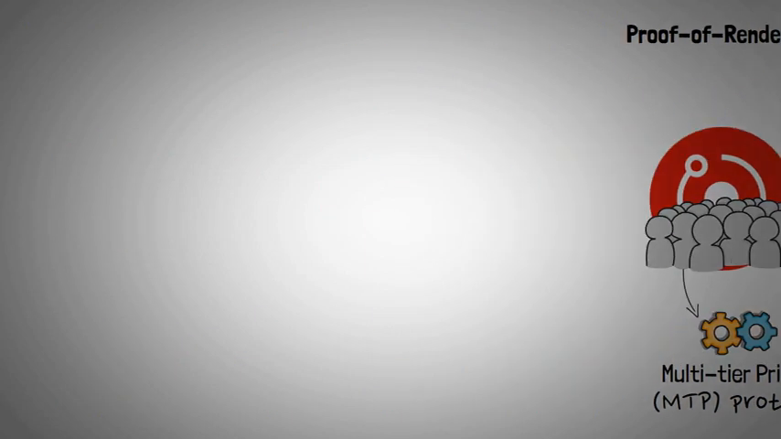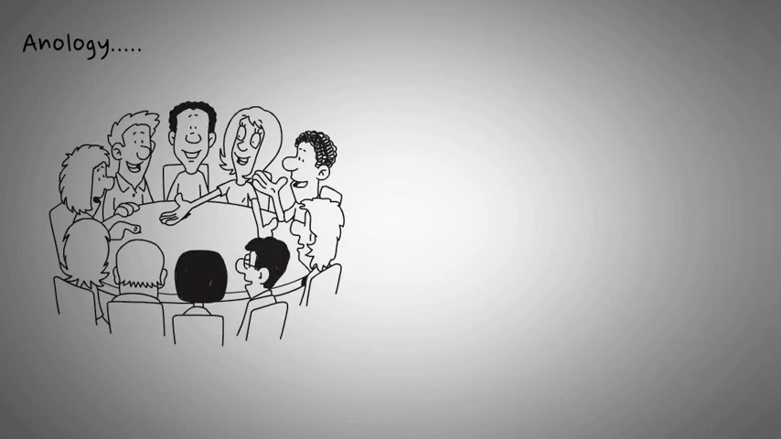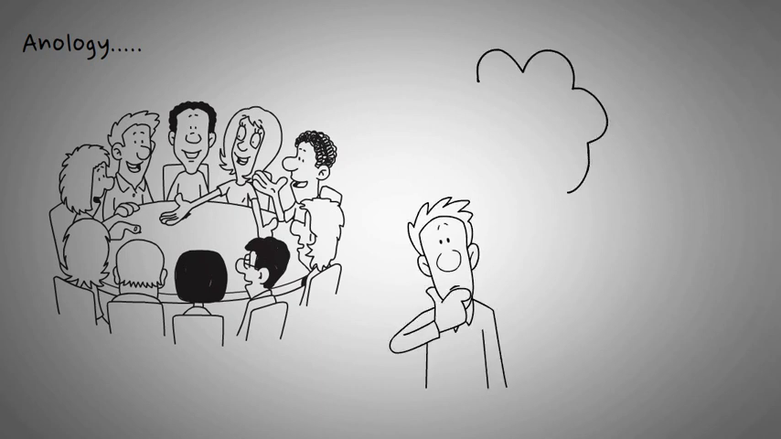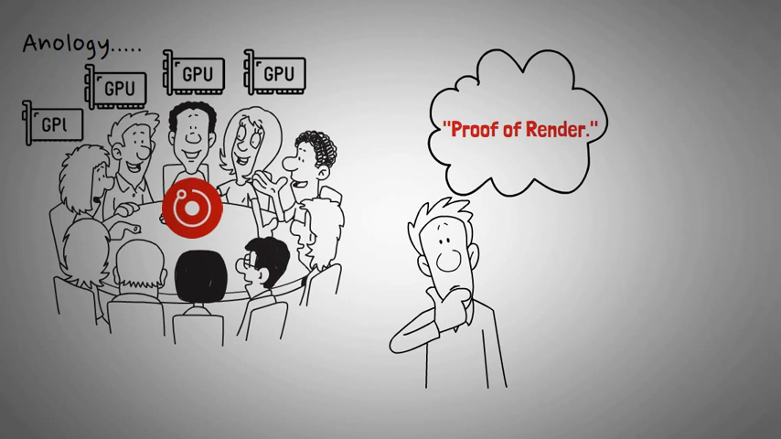If you still don't understand this, let's use an analogy to explain this further. Imagine you're hosting a big party and you want to make sure that everyone who attends contributes to the fun. You don't want to be stuck doing all the work yourself, so you come up with a brilliant plan called Proof of Render. In this analogy, your party represents the Render network, and each guest represents a participant in the network who wants to contribute their GPU power for rendering tasks.